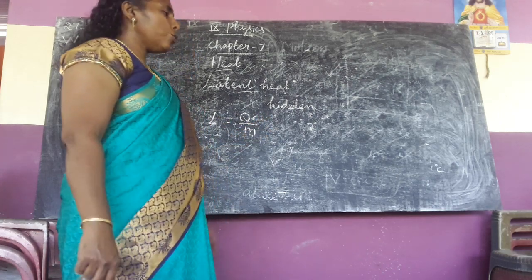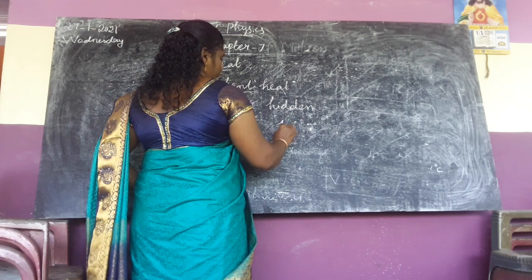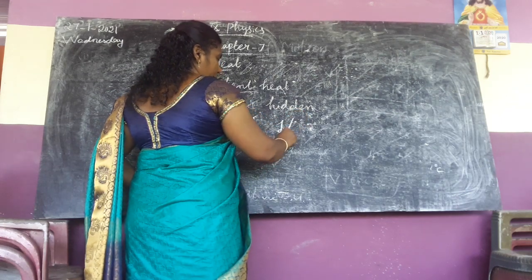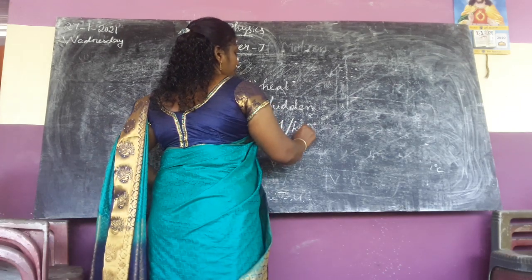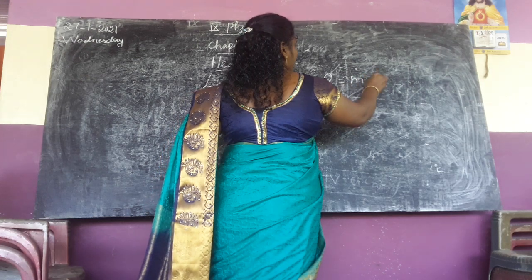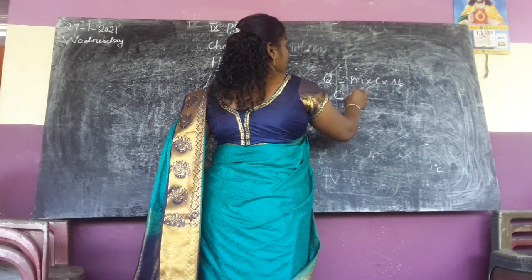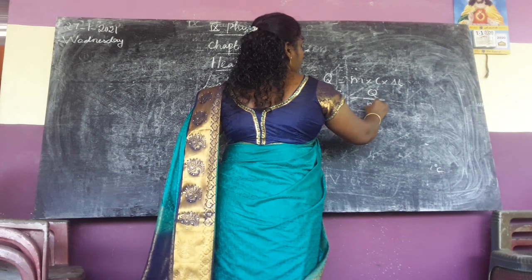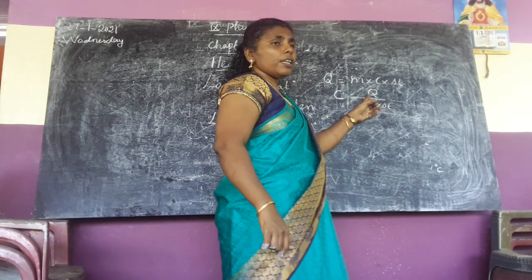Then we can write the unit. What is the unit of heat? Joule is the unit of heat. Then here divided by, so per, what is the unit of mass? Kilogram is the unit of mass. Now first we have learned this formula: Q equal to M into C into delta T. From here we find out C equal to Q divided by M into delta T. From here we can find the unit.